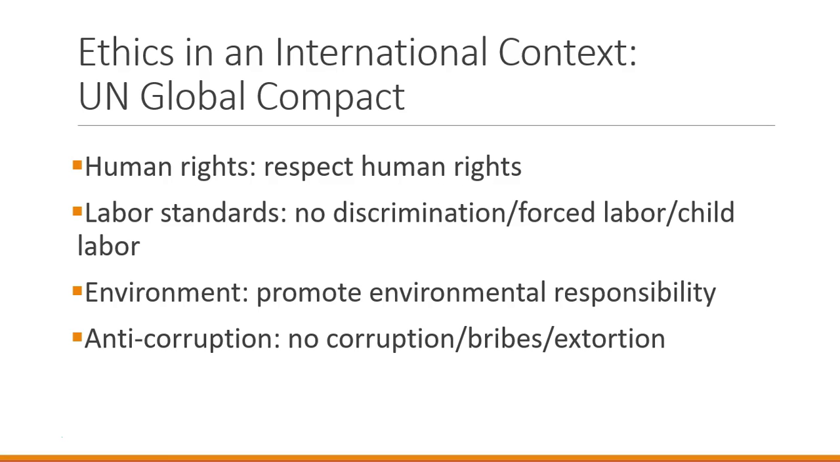And finally, anti-corruption. In this area, the causes emphasize no corruption, no bribes, no extortion. And again, this is looking at an international level. Regardless of the particular cultural features of a region or a country, at the international level, these 4 areas, human rights, labor standards, environment, and anti-corruption, are all what the UN states should be enforced at an international level.